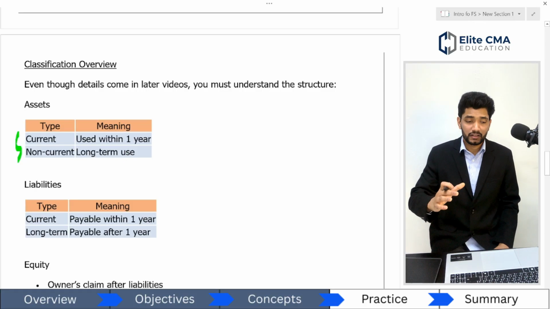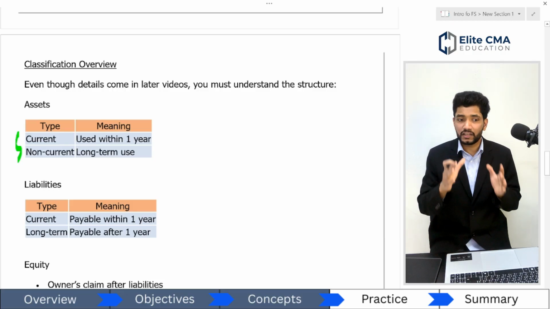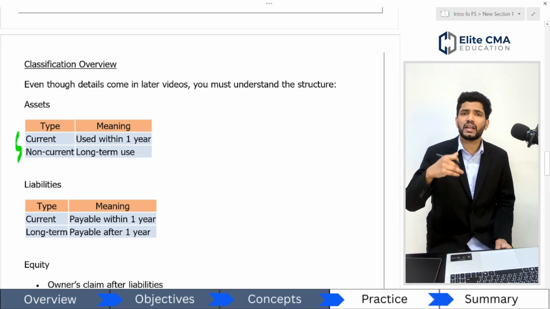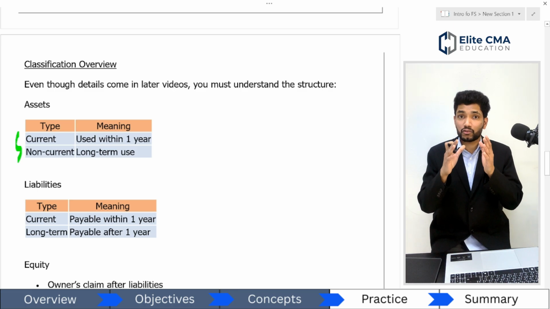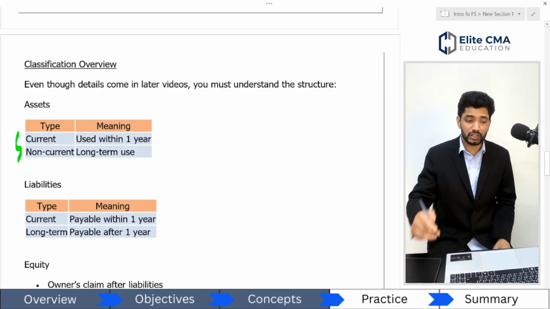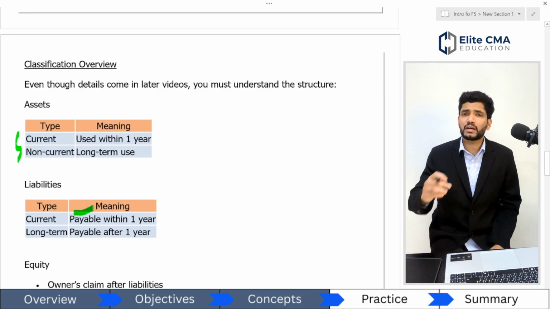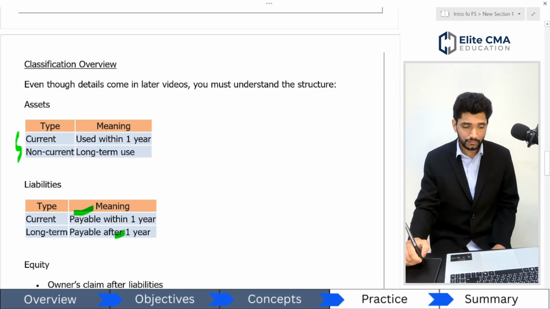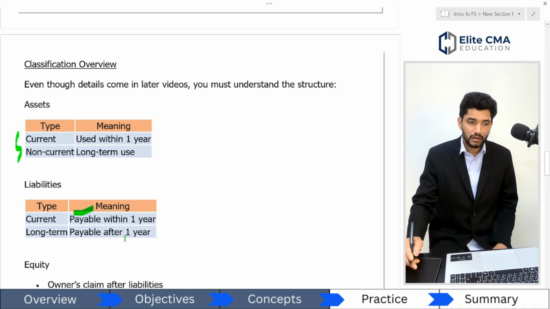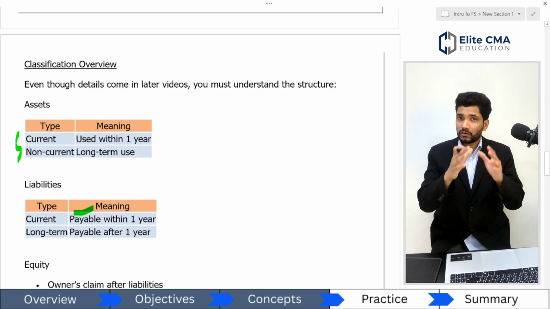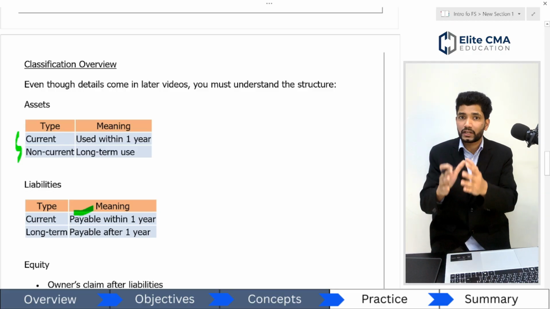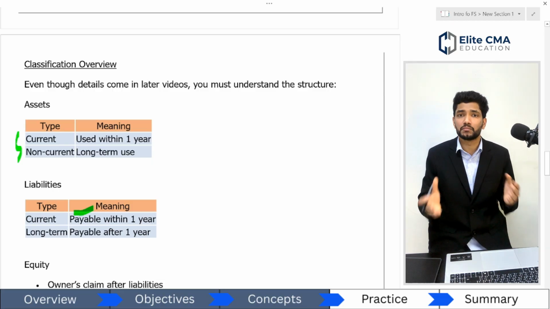Same like this classification in liabilities as well, current liabilities and non-current liabilities. Current liabilities are those liabilities which are to be payable within 1 year, and long-term liabilities are payable after 1 year. This is a common classification in both asset and liabilities, current and non-current. Current means it is short term, non-current means it is long term.